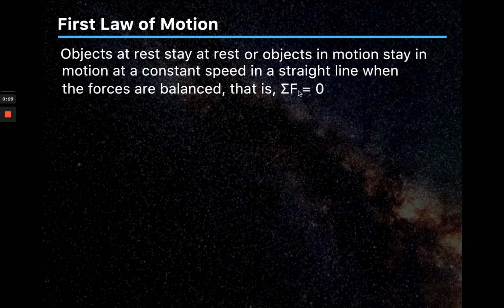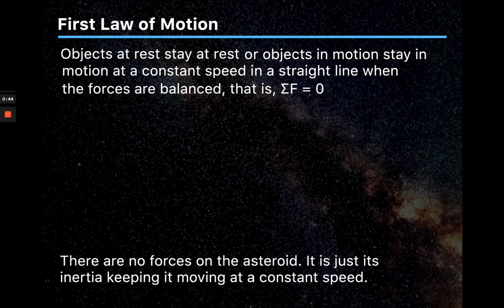Now take a look at this. We have an asteroid moving through space at a constant speed. Now there are no forces on this asteroid, because let's look at the force diagram. So the force diagram, there's nothing, right?